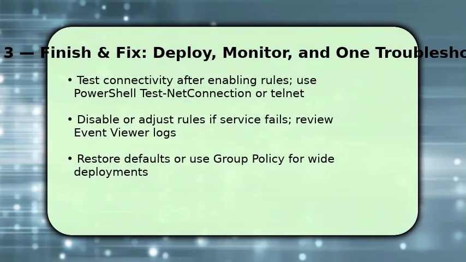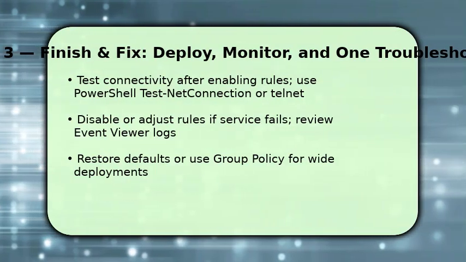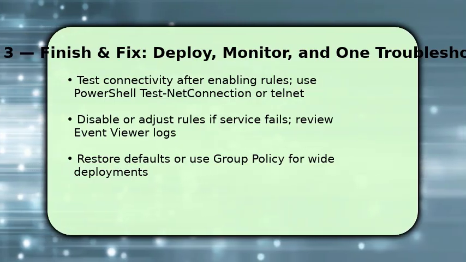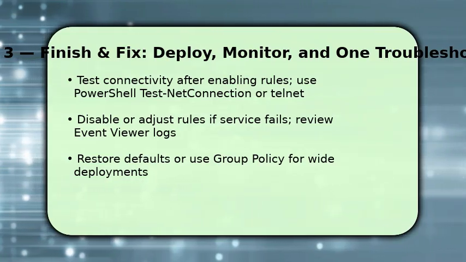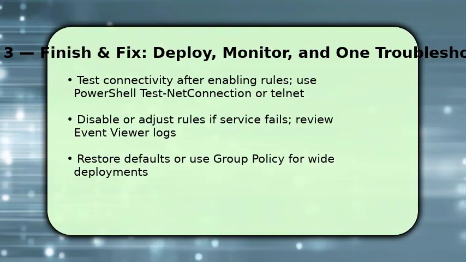Finish by testing the service. Run Test-NetConnection in PowerShell or try connecting from a client machine. If it fails, make sure the rule order and profile assignments match your network. Sometimes a block rule overrides an allow.